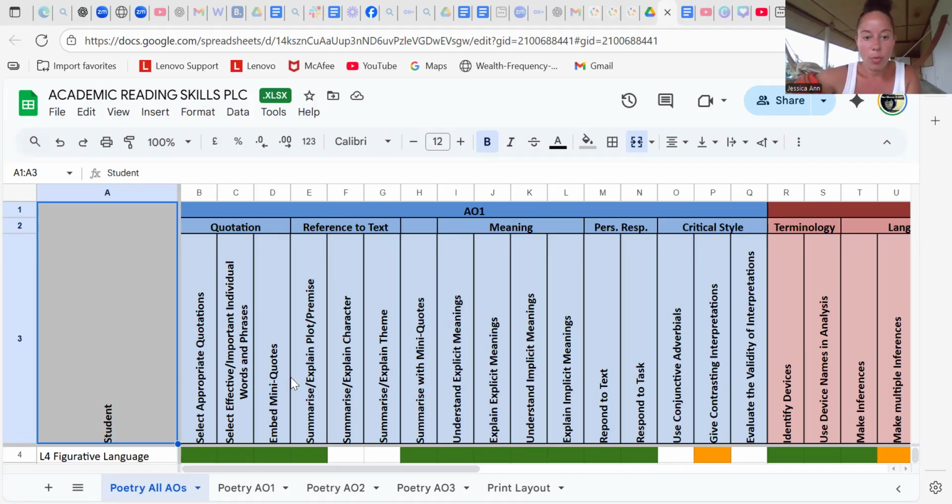So here, what we see is how a student is developing or demonstrating the skill of quotation broken down. So selecting appropriate quotations: can I select effective words and important individual words and phrases? And can I embed mini embedded quotations into my summary? And again, that then leads us to a different set of skills. So if a child is being taught point, evidence, explain, they're not going to be embedding and they're not going to be reaching those higher bands. Again, we don't teach point, evidence, explain.